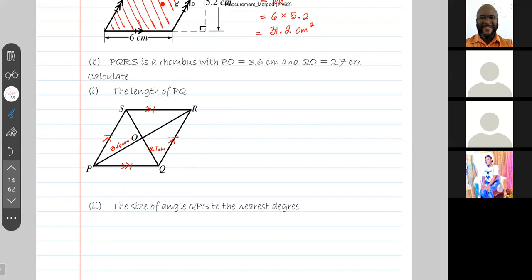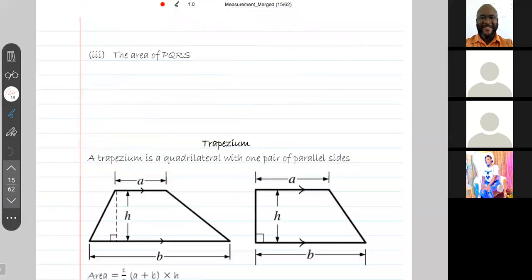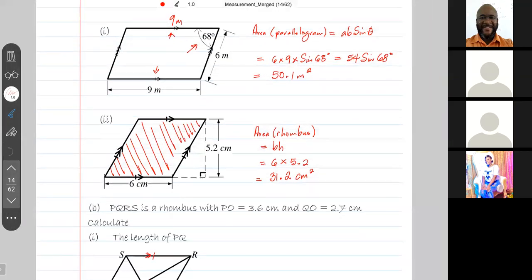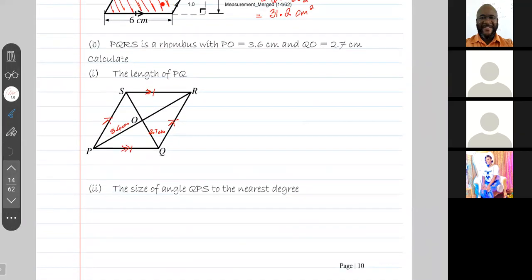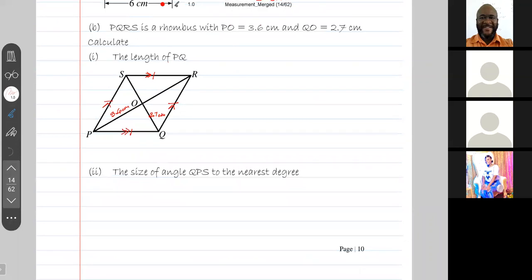We're asked to calculate the size of angle QPS to the nearest degree. And then we're asked to calculate the area of the entire rhombus. Guys, let me give you 6 minutes to see what you can come up with where this is concerned.